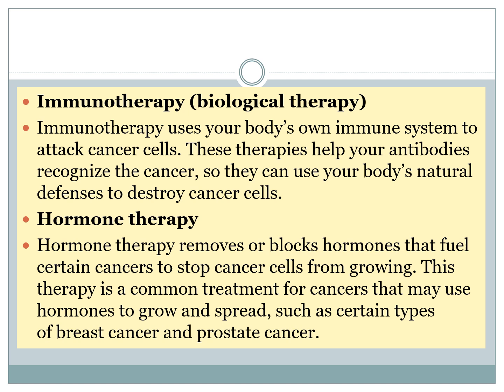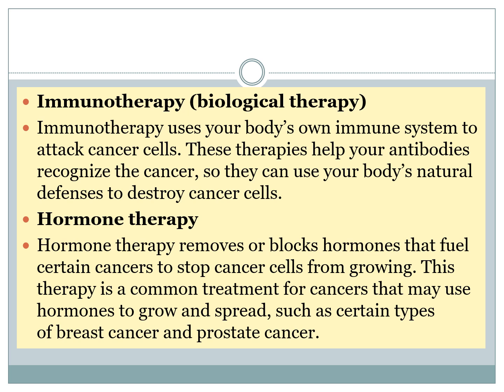Then immunotherapy or biological therapy. It uses your body's own immune system to attack cancer cells. These therapies help your antibodies recognize the cancer so they can use your body's natural defenses to destroy cancer cells. Then hormone therapy. It removes or blocks hormones that fuel certain cancers to stop cancer cells from growing.